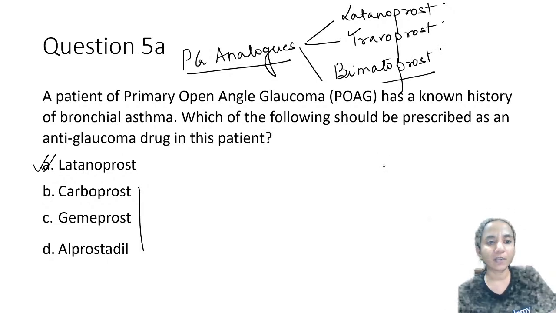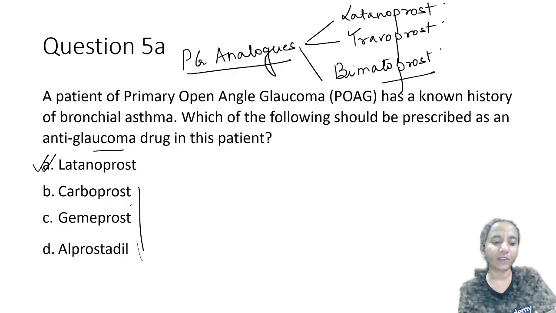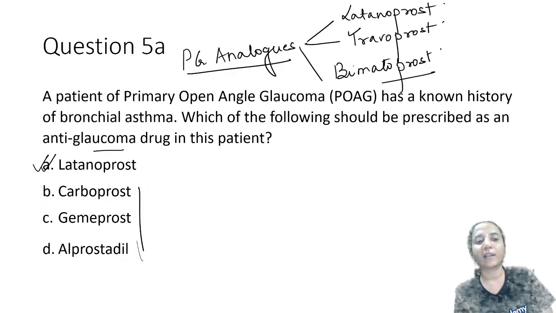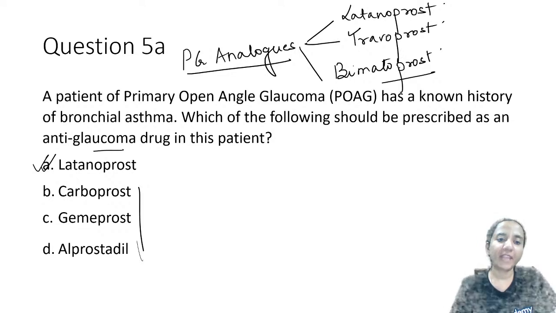So the rest of the prostaglandins are not used as anti-glaucoma drugs, so the rest of it is actually not important. The fact that the other three are not available in ophthalmic preparation itself tells you that latanoprost is the only one that can be the answer. Okay? Next one.